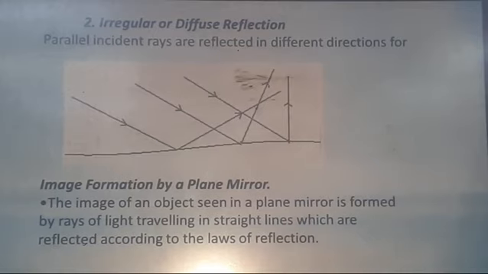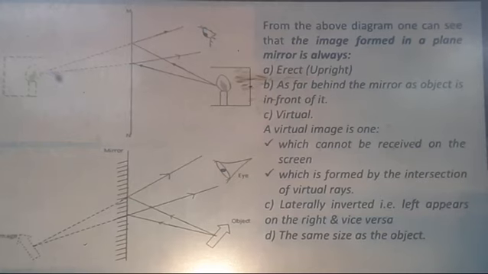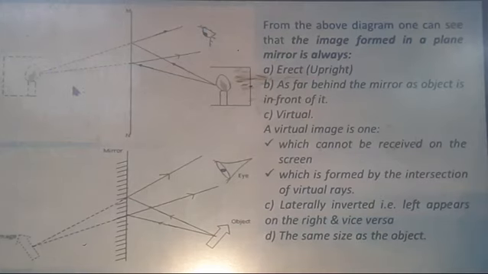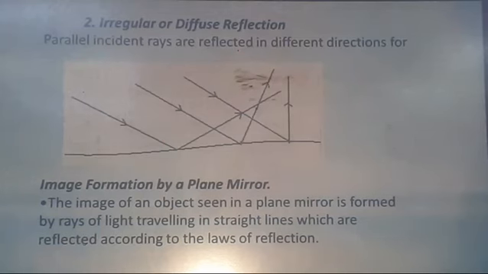The next type of reflection is irregular or diffuse reflection. Parallel incident rays are reflected in different directions. For this instance, the reason is the surface is not smooth.